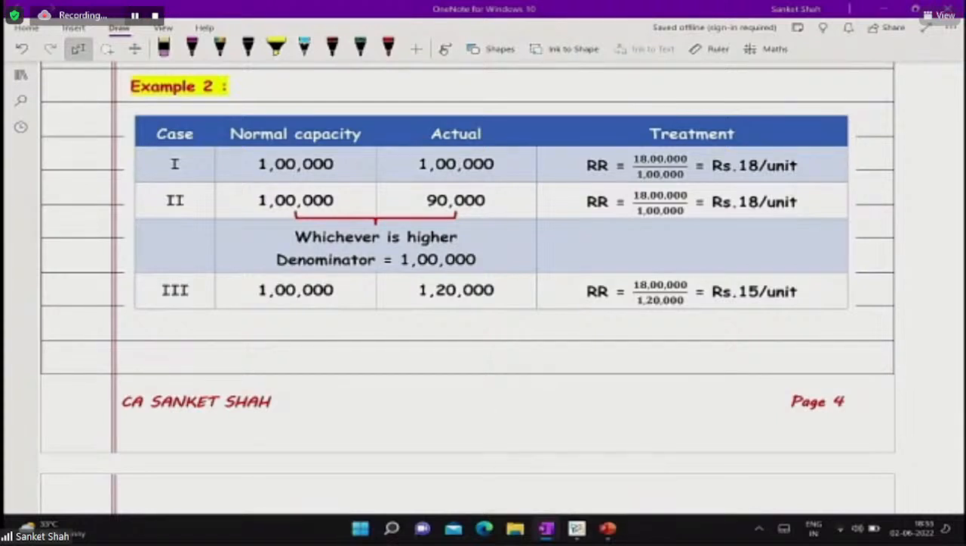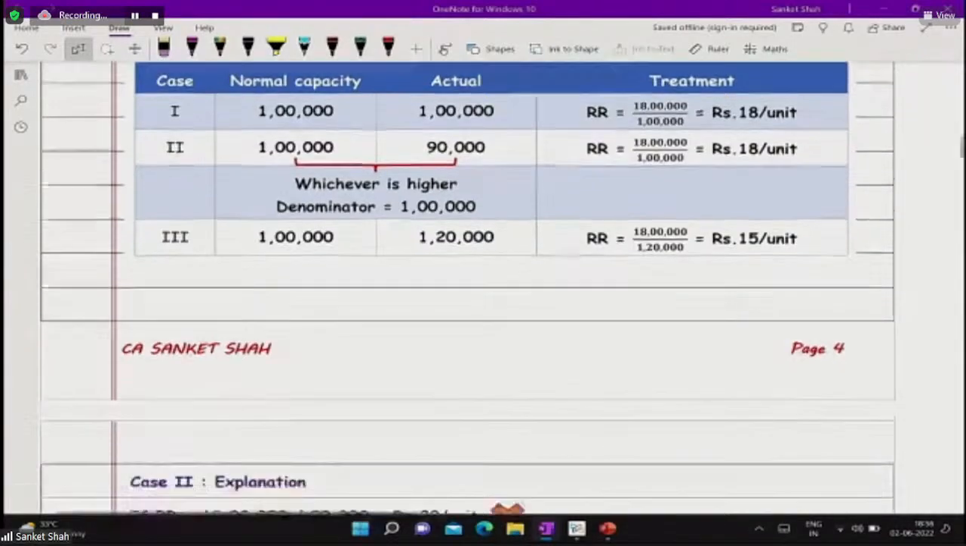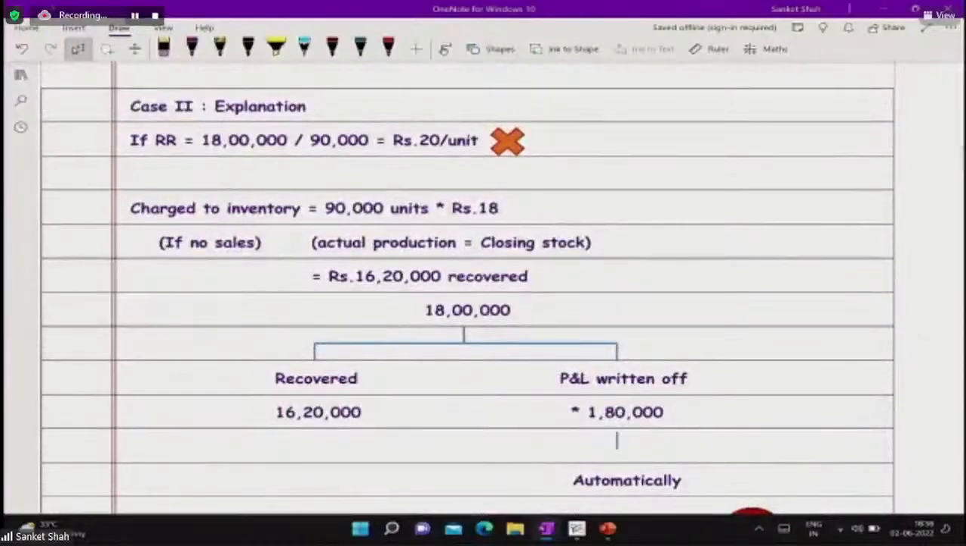First, take a screenshot. 1 lakh or 1 lakh, whichever is higher. 1 lakh or 90,000, whichever is higher, that is 1 lakh, so rupees 18. 1 lakh or 1,20,000, whichever is higher, so we'll divide by 1,20,000 and the answer is rupees 15. So it's very simple. Case 1 explanation is not needed. Case 2 explanation: if the recovery rate is rupees 20, it's not correct. Then what is the correct answer? Charge to inventory 90,000 units into rupees 18, that is actual production.